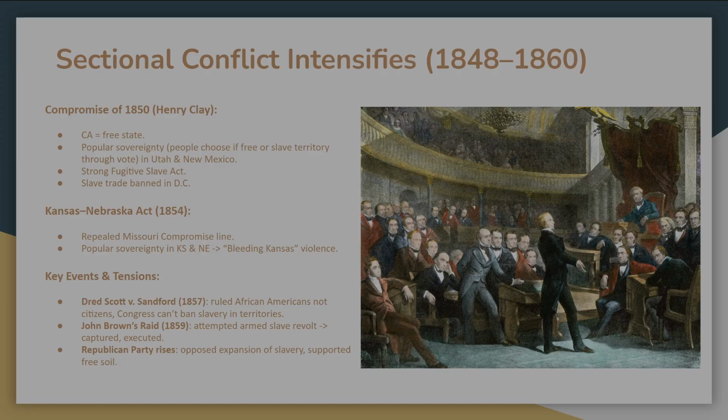Some of the key events are Dred Scott versus Sandford, which ruled African Americans not citizens, and that Congress can't ban slavery in territories. Then you have John Brown's raid. It was an attempted armed slave revolt. He was captured and executed though. And then you have the Republican Party rising, and they opposed expansion of slavery and supported free soil.